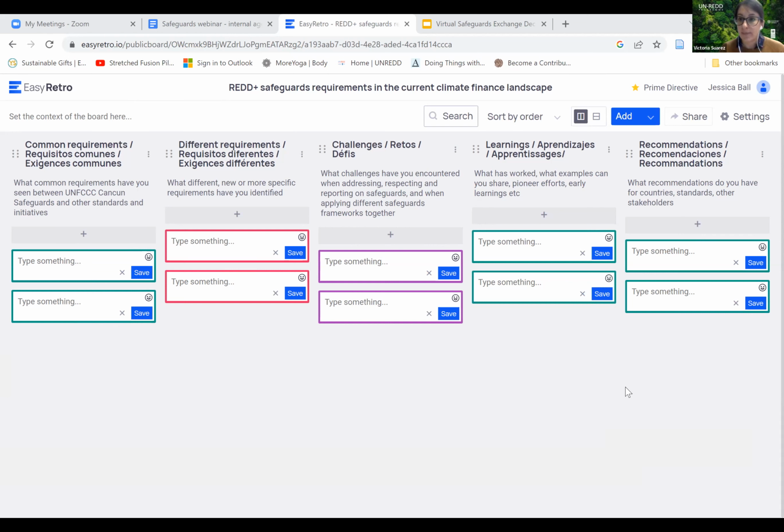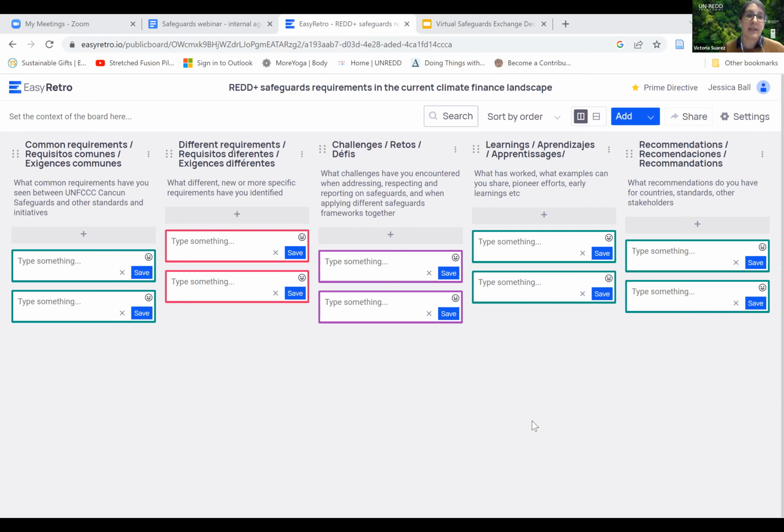So we will share this board with you, and I encourage you to share more information. This information will be very useful for our internal work planning, for UN-REDD work planning regarding our support next year. So we want to hear from all of you what you think are important challenges to consider, learnings or examples that are worth sharing from countries, regions, projects, and also recommendations.